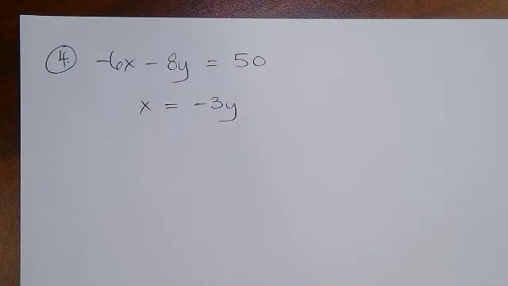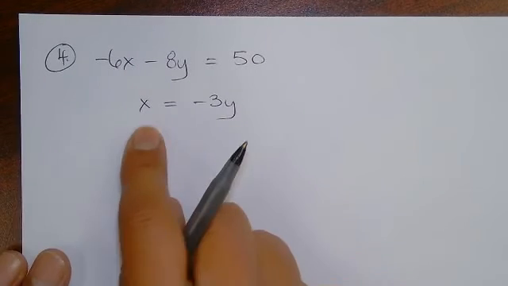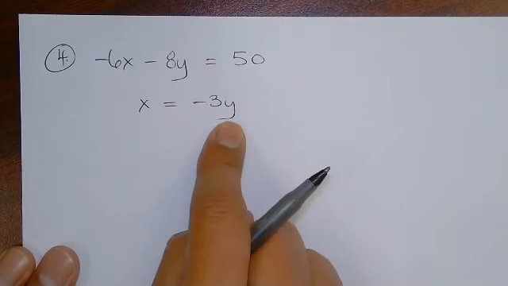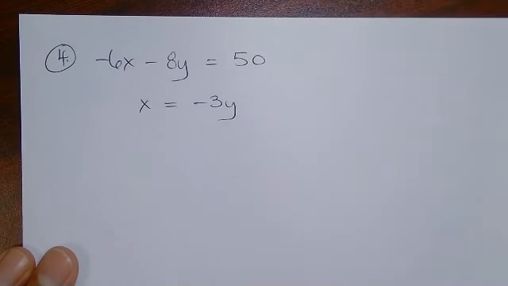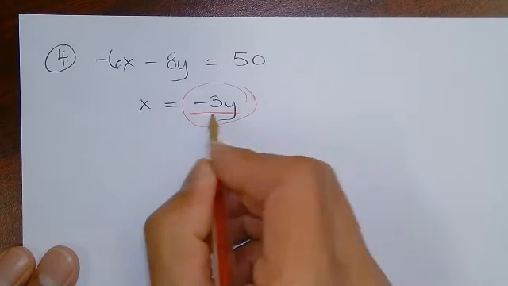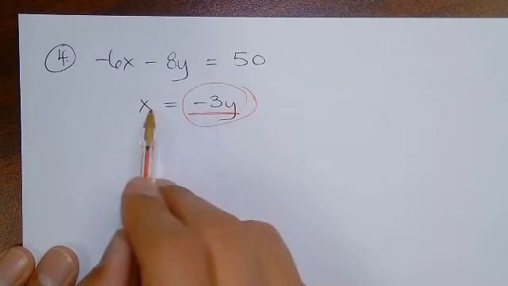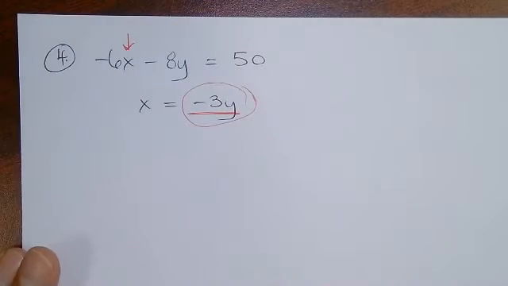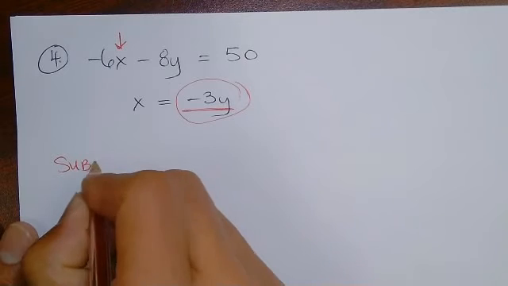Okay, solving by substitution. We're going to substitute one equation into the other. Look for the equation that says x is equal to something else, or y is equal to something else. Sometimes you'll substitute for x, sometimes you'll substitute for y. So x here is equal to negative 3y, right? X is equal to negative 3y. That means that you're going to substitute for x in the other equation. Okay, so let's substitute.